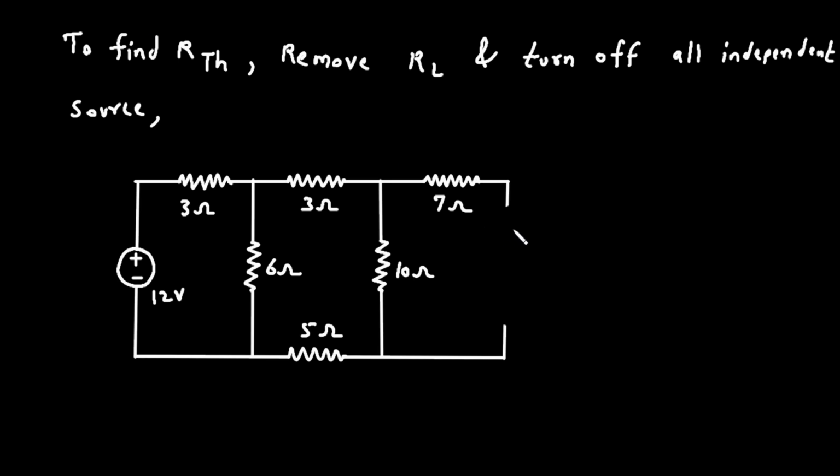Now let's say this terminal is terminal A and this terminal is terminal B. Now the resistance between these two terminals will be RTH, that is Thevenin's resistance. Next, what we have to do is turn off all independent sources. Here this 12 volt is an independent voltage source. When we turn off an independent voltage source, we have to replace it by a short circuit.